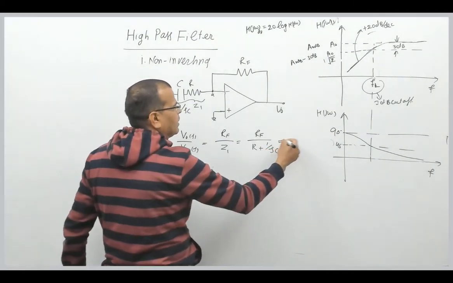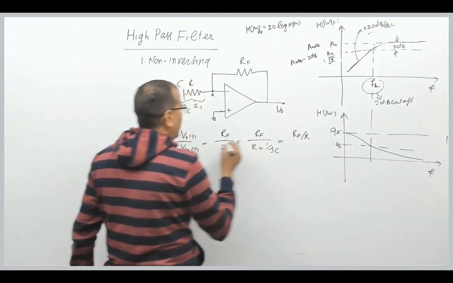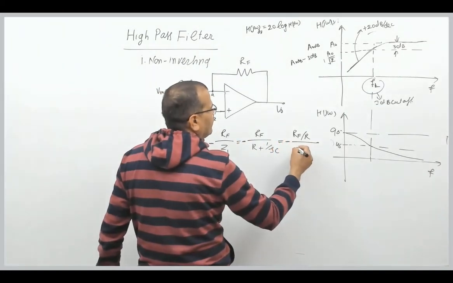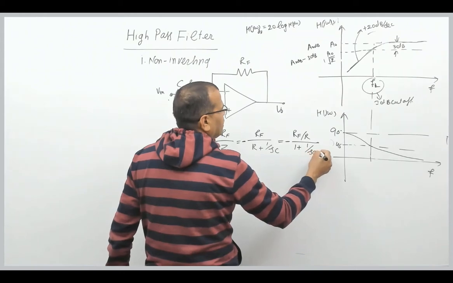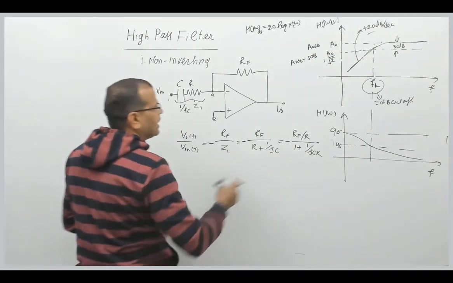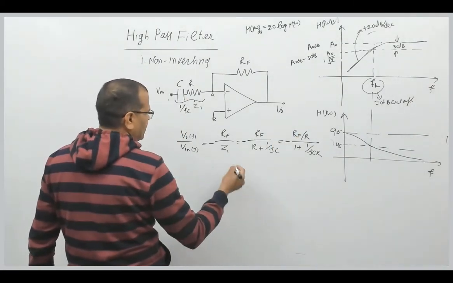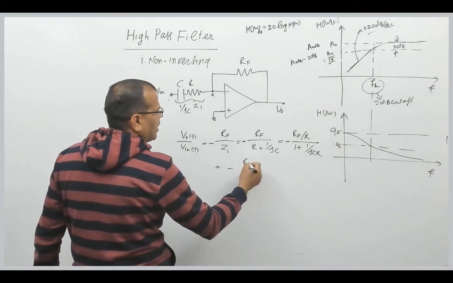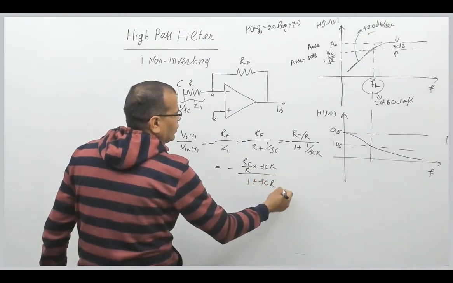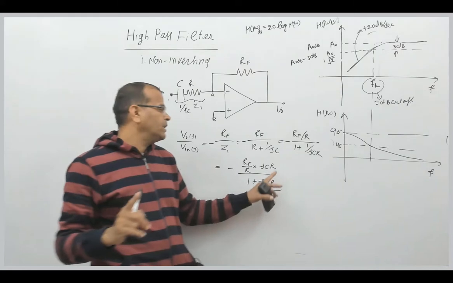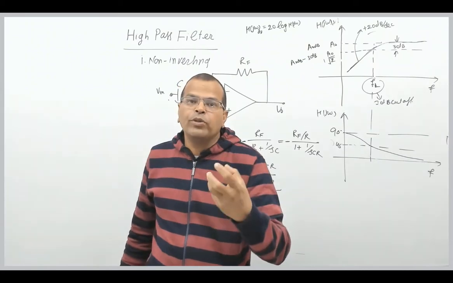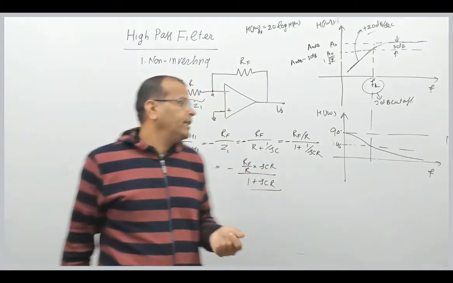That's it. Fine. This is the expression which is similar to what we discussed. This can be written as RF by R, and since it is inverting mode, there has to be a negative sign which I skipped. So it is minus RF by R into 1 over 1 plus 1 by SCR, which is minus RF by R into SCR divided by 1 plus SCR. It has one pole located on the negative real axis and one zero located at the origin, so this gives a pole zero diagram similar to a high pass filter, right?